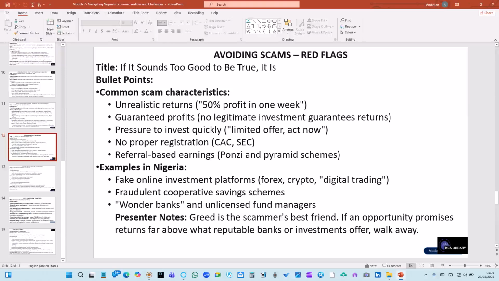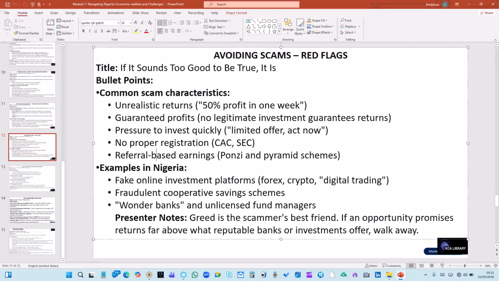Then when there is no proper registration, like Corporate Affairs Commission, CAC registration, or SEC, Securities and Exchange Commission, that is, when the business is not well registered with these organizations, it is a red flag. Then if it is based on referral earning, like Ponzi and pyramid schemes, that is, bring one person and earn this, it is a red flag. This investment is a scam.